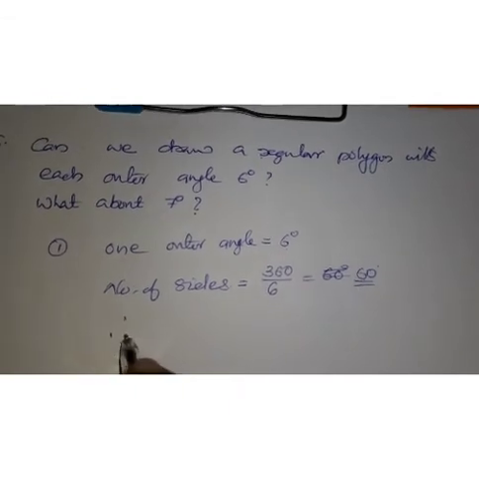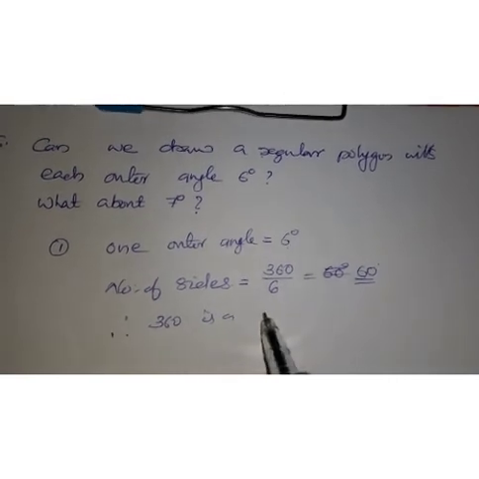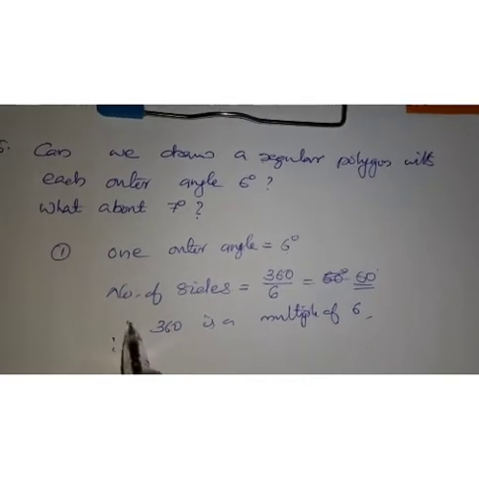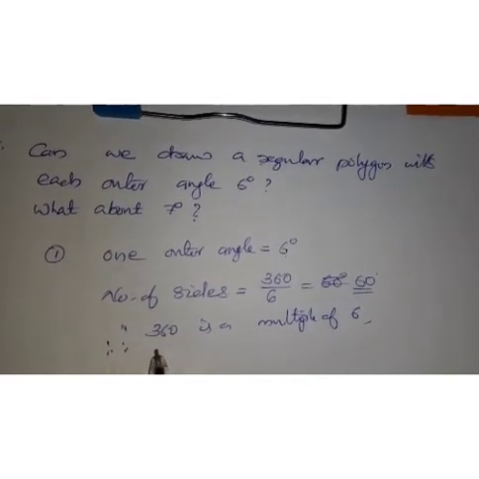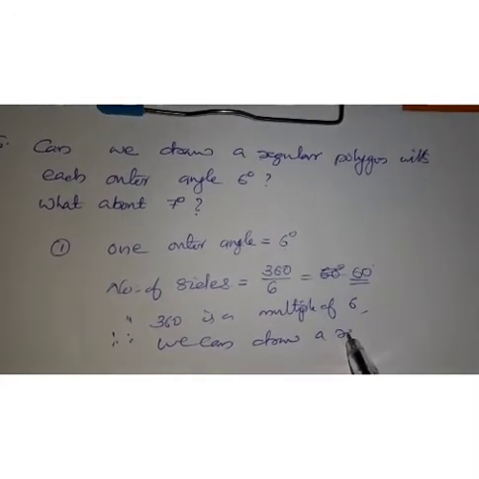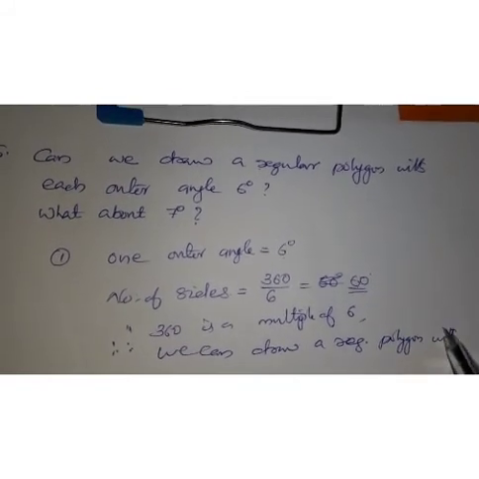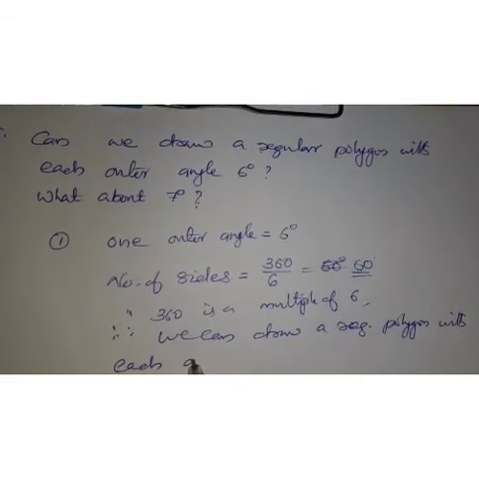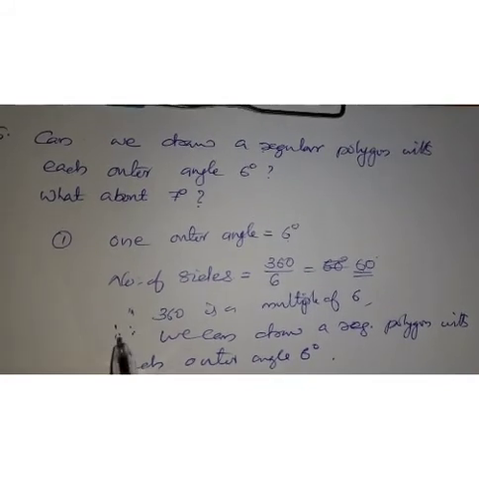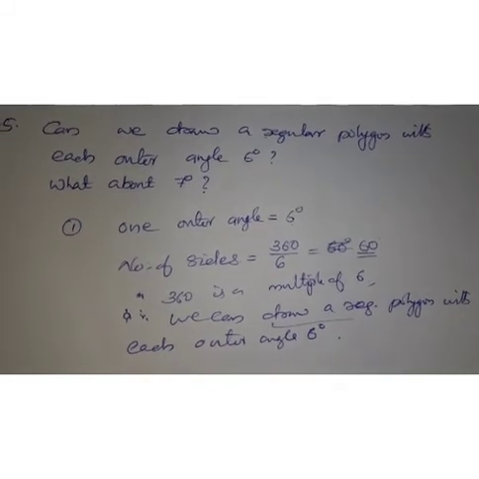So please write down. Therefore, 360 is a multiple of 6. Therefore we can draw a regular polygon with each outer angle 6 degree. We have to write like this. So it is a multiple of 6 and we can draw it.